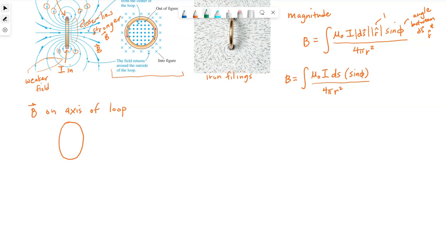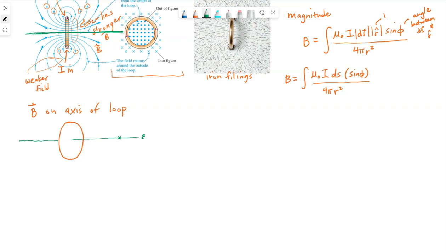So if we look in the picture above, the axis of the loop is the line that goes straight through the middle. So that's what we mean. So I'm going to draw a line representing this axis. And we're just going to call this the z-axis. So we're going to try to find the field at some point over here. Now this is the magnetic field specifically.